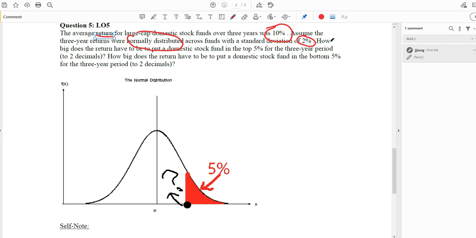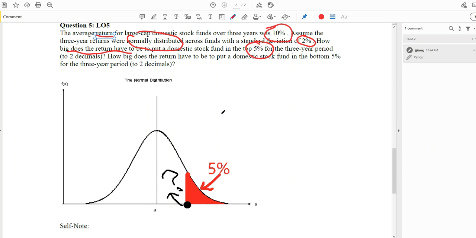Now look at what we are trying to calculate. How big does the return have to be to put a domestic stock fund in the top 5%? It's very different from what we calculated before, because instead of calculating the probability, the probability is already given, that's 5%. But we are trying to calculate the range of the return. So we are trying to find the value of the return, the value of x. What's the minimum value of x in order to put the stock in the top 5%?